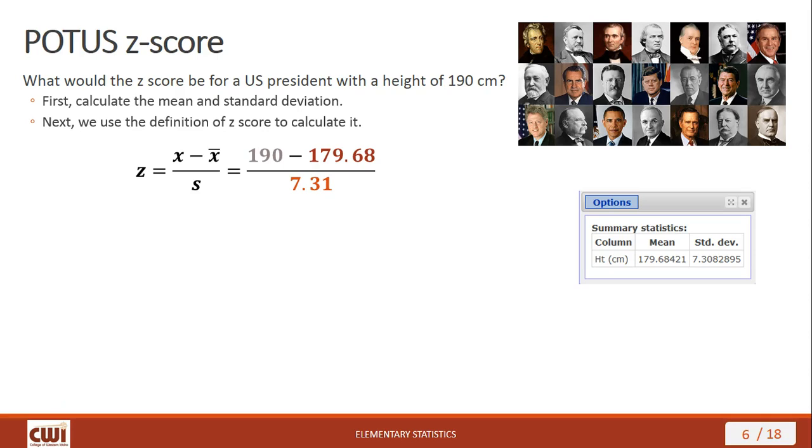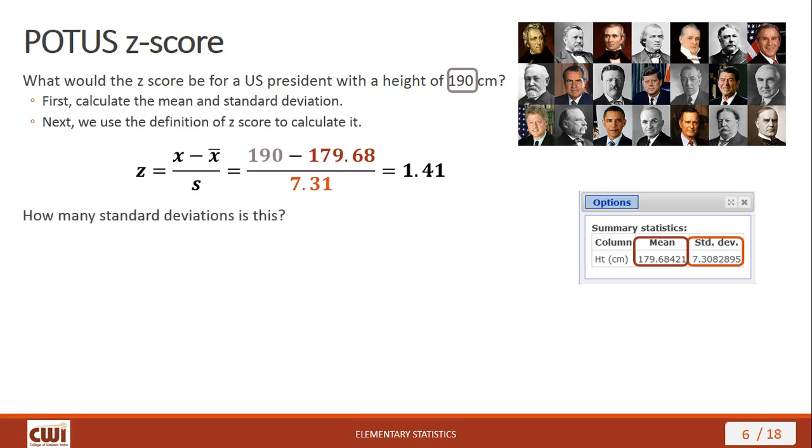The 190 comes from the problem statement. This is our data point of interest, so that's going to be our x. The 179.68 is our mean value. It comes from our results window in StatCrunch. The 7.31 is the standard deviation, which we get also from our results window in StatCrunch. Punch that out and you get 1.41. This is our z-score for a president that has a height of 190 centimeters.